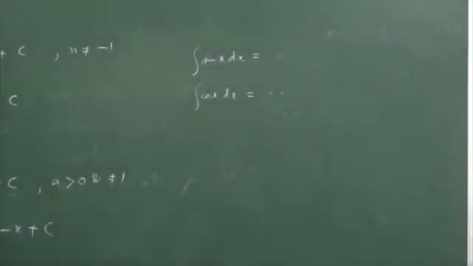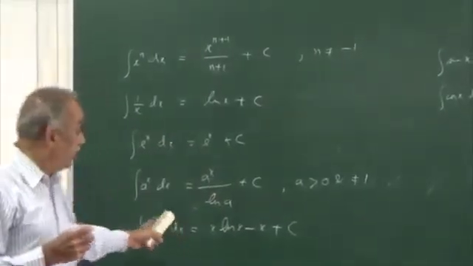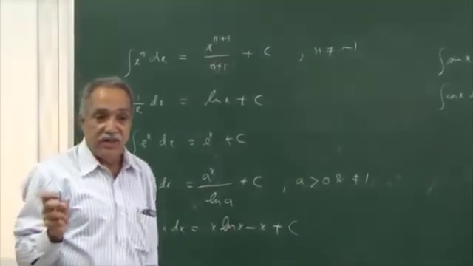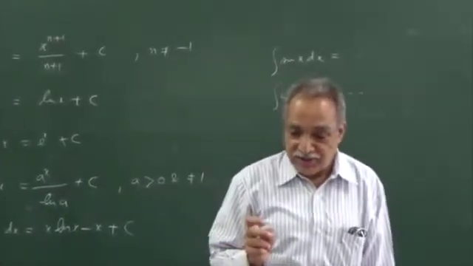Are the candidates provided with the complete list? So no need to copy the list on the board again. If you have any doubt about any result, you can cross check by differentiating the function on the right side and finding whether you get the function to be integrated as the derivative or not. It can be done very easily. Complete list has been given.